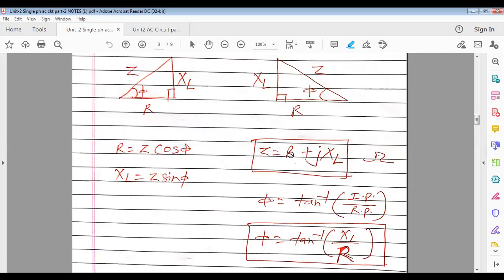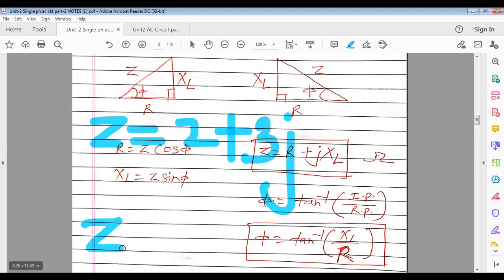Yes, ma'am. Again, for series RL, what is there? Always Z is equal to 2 plus 3J. Its imaginary part is always positive, which means it's a series RL.